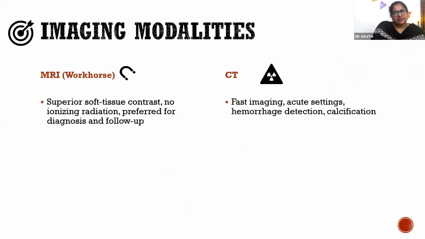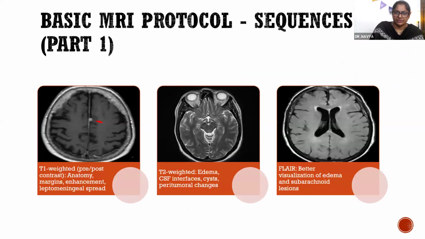So MRI is the workhorse, as you all know. For the soft tissue, it's a superior modality. There is no radiation, and it is preferred for diagnosis and follow-up. So we are getting into the MRI protocol. The T1 weighted image shows me the anatomy, margins, enhancement, and, if any, the leptomeningeal spread.